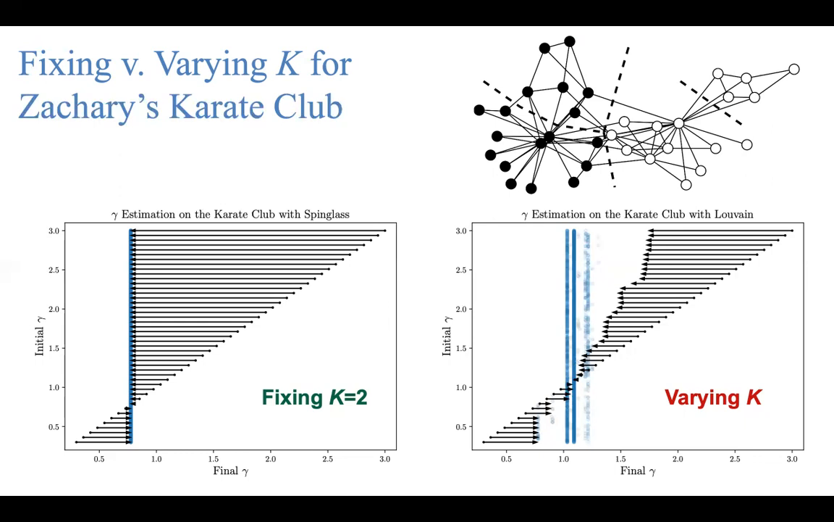Each of the blue dots here represents the final solution of one of these iterative procedures. And so you can see that it's much more sensitive to the randomness of single calls of the Louvain algorithm here if you let K vary. And our goal for the rest of the talk is really to clamp down on this randomness so that we have a method that gives more consistent results and is more useful to the user in different applications.